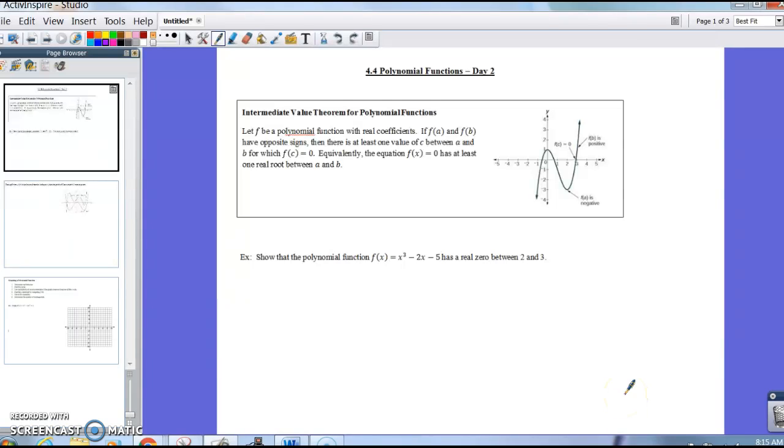Hey everyone, today we're going to finish up talking about polynomial functions. Yesterday we talked about zeros, the degree, and the end behavior. Today we're going to talk about a few more characteristics and then we'll wrap up with actually doing a graph of a polynomial function. The first thing I want to talk about is the intermediate value theorem for polynomial functions.